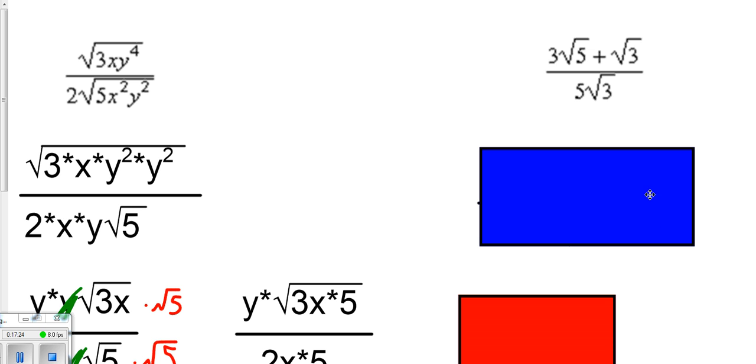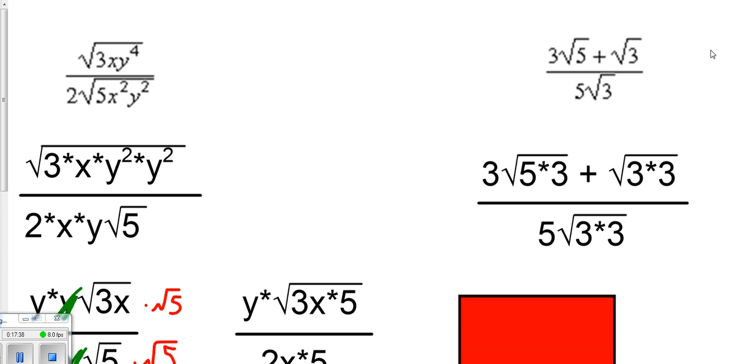And now we have our last example. 3 times the square root of 5 plus a square root of 3 all over 5 square roots of 3. Now, square root of 5, square root of 3, and square root of 3, none of those simplify or reduce. So what we're trying to do is rationalize the denominator. 5 times the square root of 3 means we need to do times the square root of 3 to get rid of it on bottom.